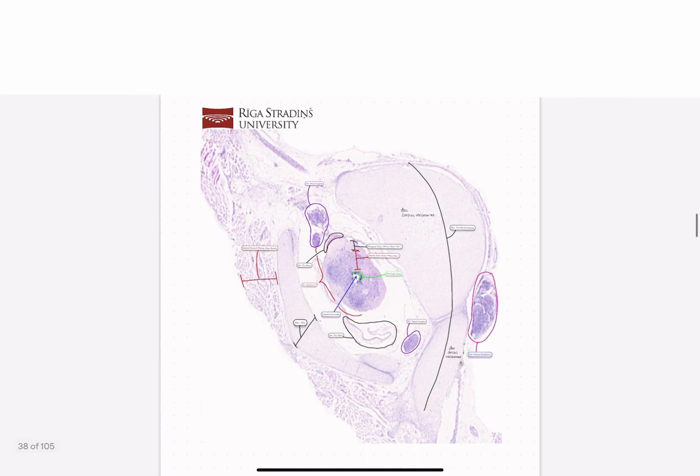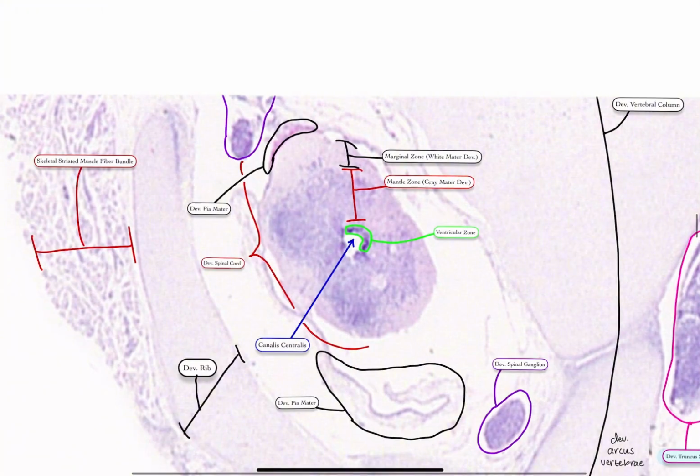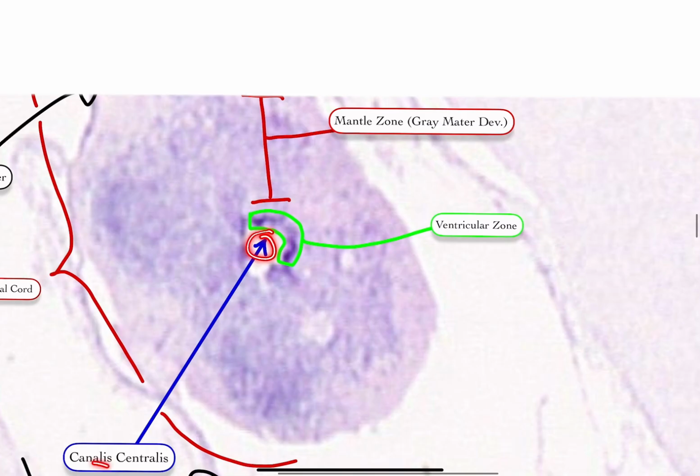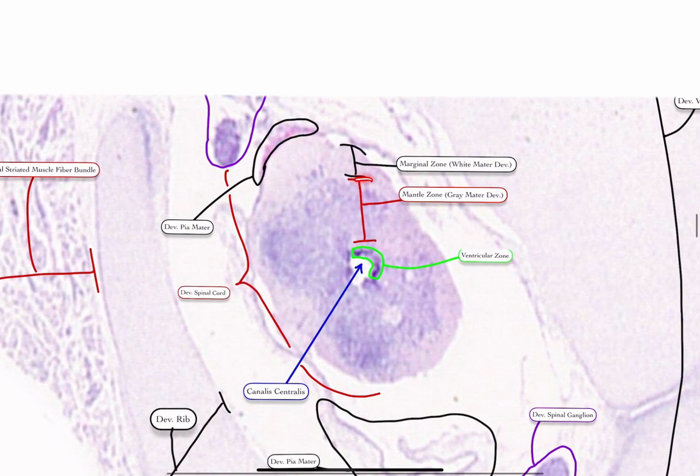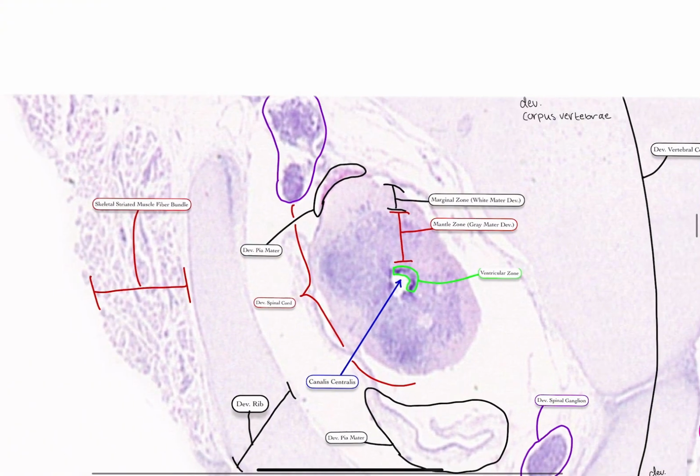Here is another transverse section of the spinal cord. We have the corpus vertebrae, and the arcus vertebrae or the processus. And then here in the middle we have the spinal cord, and you can see here that we have an opening known as the canalis centralis, the ventricular zone, which is a lot darker, surrounding it, the mantle zone, which is not as light as the marginal zone but lighter than the ventricular zone, and it has more of a bigger mass than the rest, and then the marginal zone, which is this wider area. And then of course the pia mater.